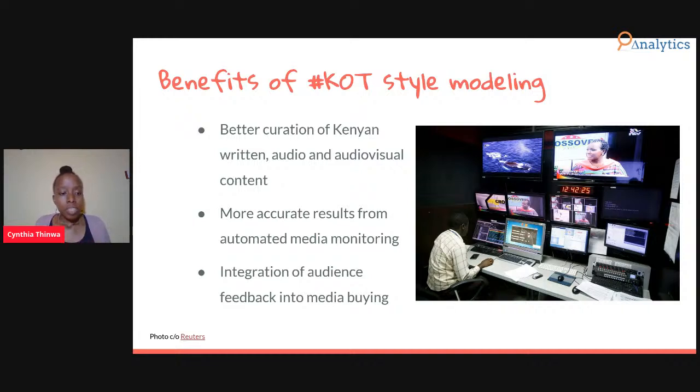And then another benefit is there are more accurate results from automated media monitoring. There's integration of audience feedback into the media buying process. So because of this labeling, he's able to keep track of feedback online in an automated manner and feed it back into the media buying solution that his station will be offering advertisers.